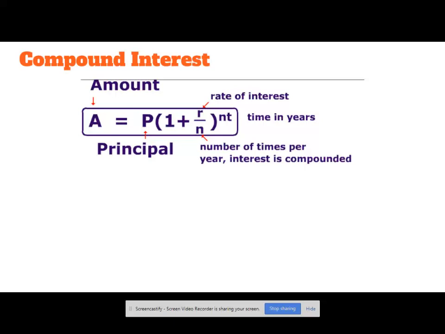Compound interest is a formula that we're using. I'm going to give you a chance, pause it, write this down, put all the arrows in. Assuming you have this written down then.